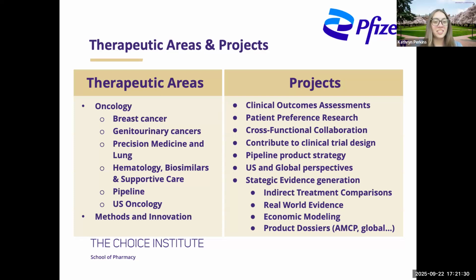As you all know, Pfizer is ginormous. And so this fellowship program sits under oncology, Liz Masters' team. The oncology team is split up into breast cancer, GU cancers, precision medicine and lung, hematology, biosimilars, and supportive care, which is kind of a little bit of a catch-all, but that's where I'm sitting working on ponsegromab, which just started its phase 2b trial in cancer cachexia. And then we also have our pipeline team and US Oncology.